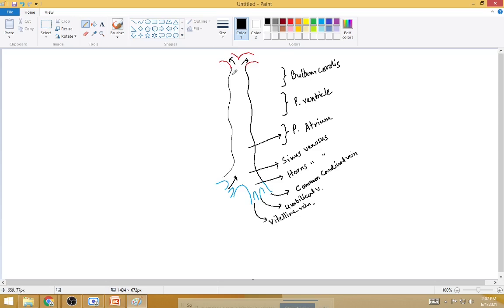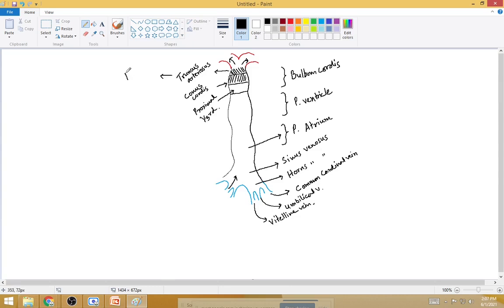Now again this bulbus cordis is divided into three parts. The uppermost part is known as the truncus arteriosus. After that, the part is like a cone, so it is known as the conus cordis, and this is the proximal 1/3. So what will the truncus arteriosus form?